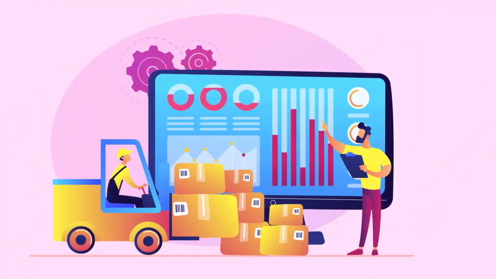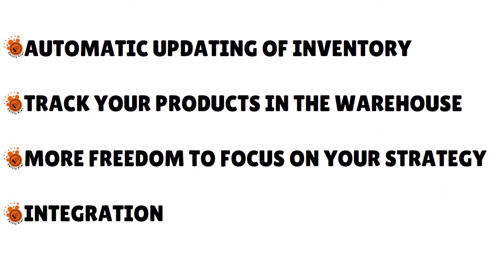Okay, so what are the benefits of automated Amazon inventory management? You have automatic updating of inventory. You can track your products in the warehouse. You have more freedom to focus on your strategy. This is really important. You have integration. We talked about that before. Integration is really key.